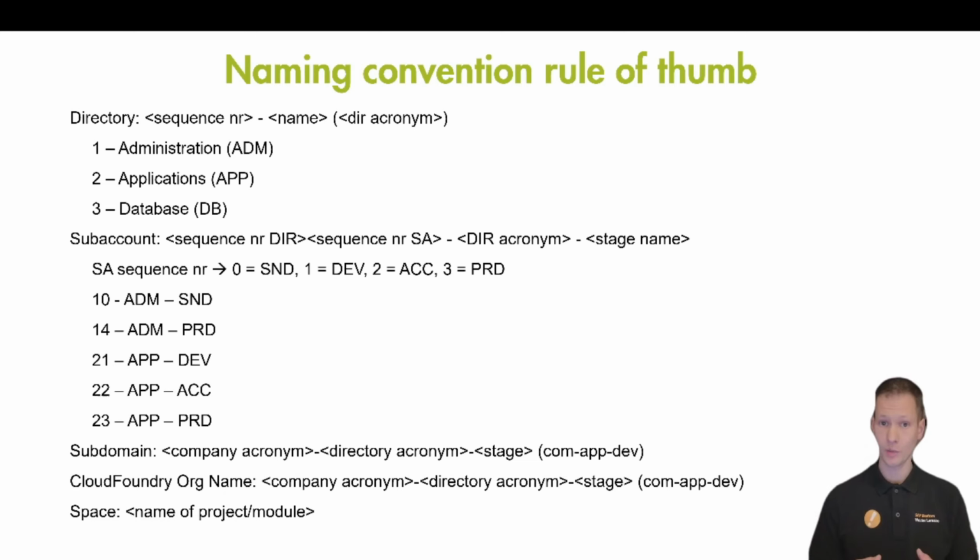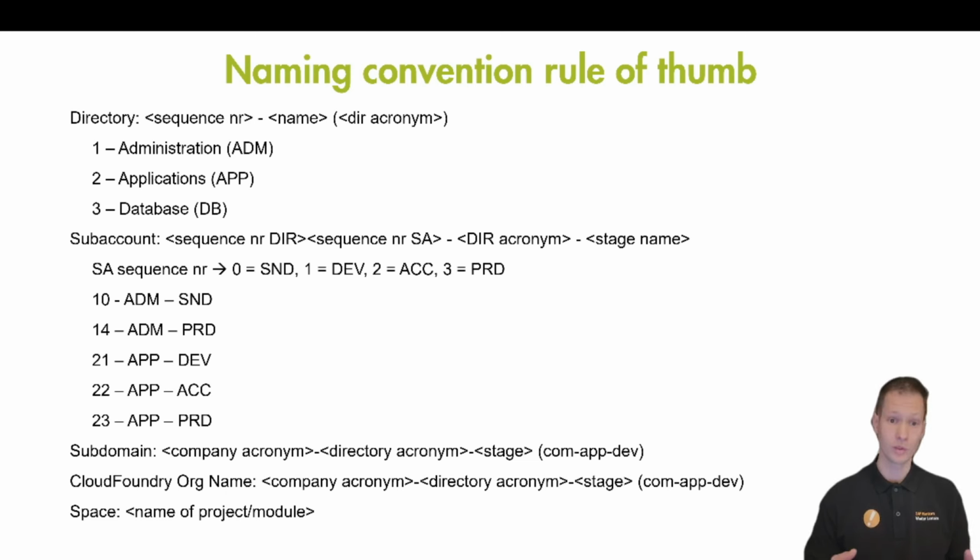And for Cloud Foundry we apply the exact same naming convention. For spaces we just use the module name or the project name. Keep it simple. So in the end, if you use those naming conventions for your subdomain and for your subaccounts, for example, if you activate Build Code, you will have a hyperlink that contains this naming convention also in the URL. So from the URL it will be clear on which subaccount you are.